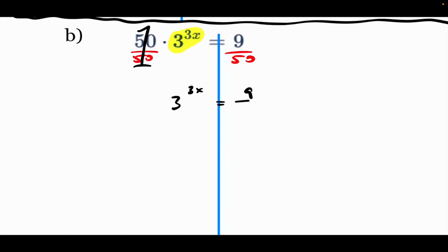So I get 9 over 50. Leave it as 9 over 50. Don't round it yet, because we're going to round at the end. Okay, so now I just have the power and the base. Good there. Step 1 done.